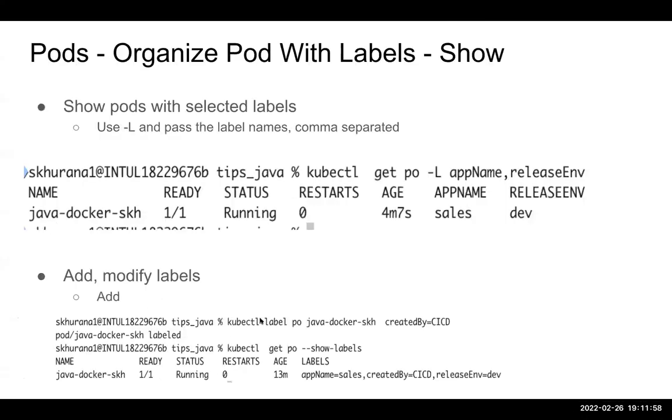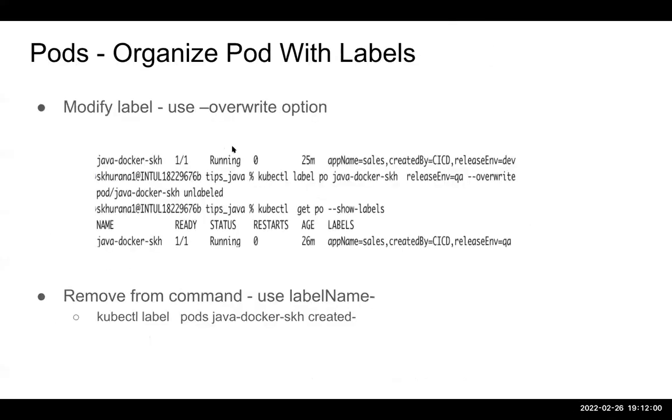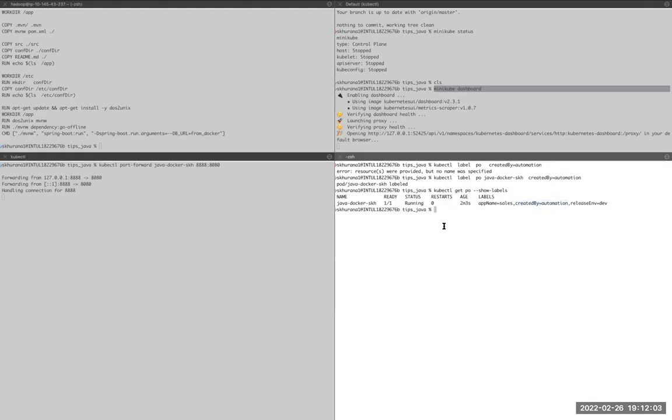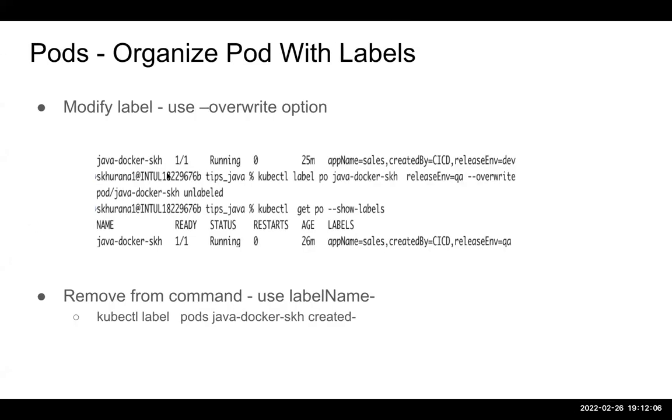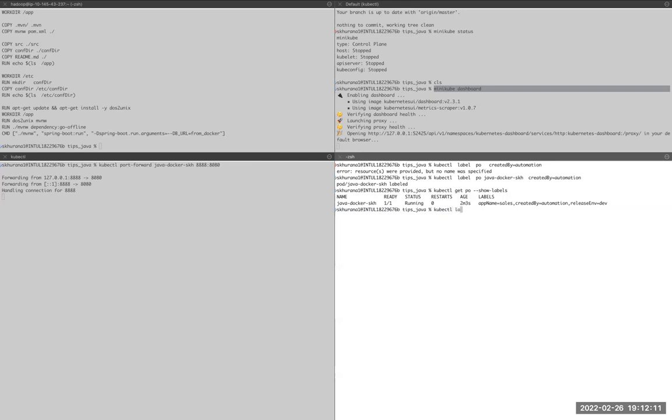What next thing do I want to do? I wanted to use the overwrite option for release environment. I will change it from dev to QA. So kubectl label pod, I'll copy paste this pod name. Then what I want is to set release environment to QA, and I have to use the overwrite option. Now I see again, it became QA from dev.